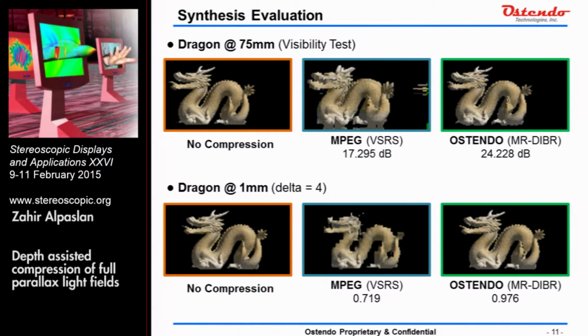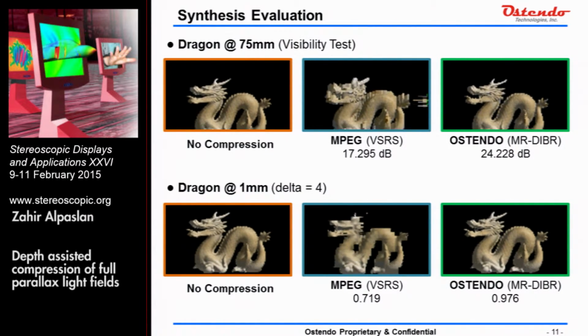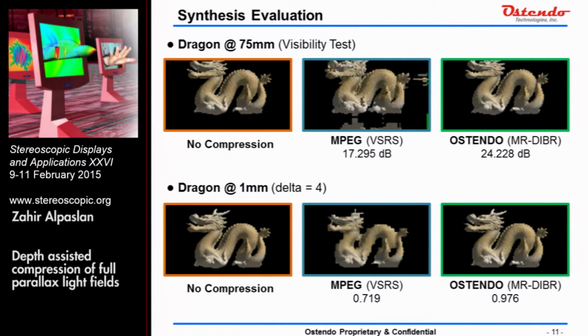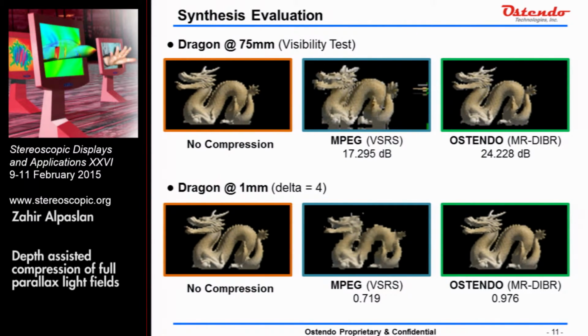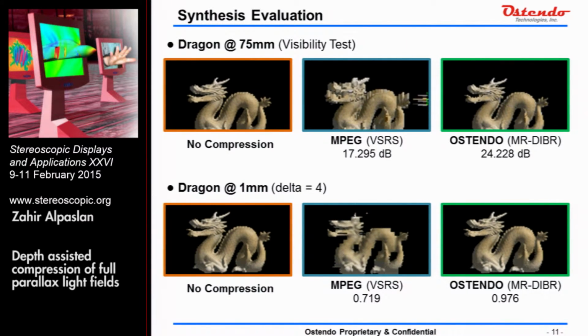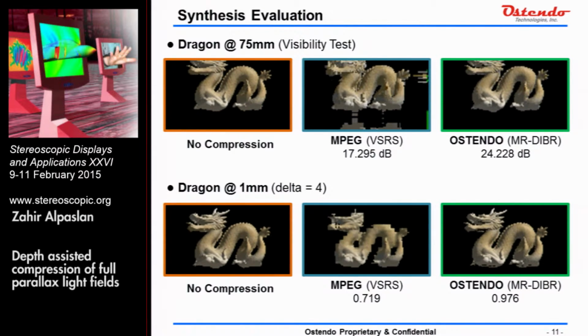When the dragon is close to the screen, we have the problem that we cannot subsample the images as much, because the elemental images are not as correlated as in the case of the dragon far away from the screen. And then we saw here that delta 4, that is every 4 references, is the maximum that we can go while still having an acceptable reconstruction. And this is the reconstruction.